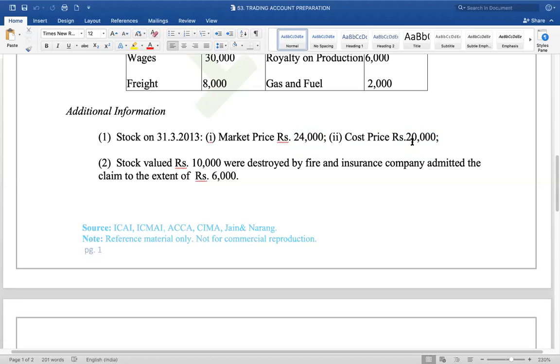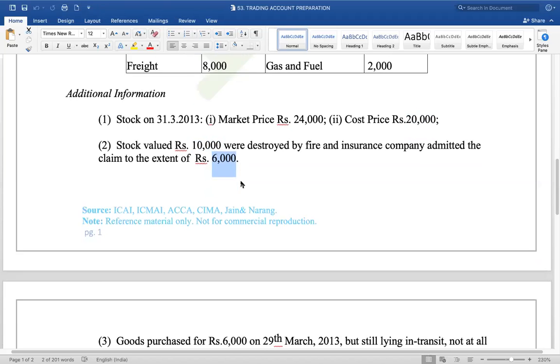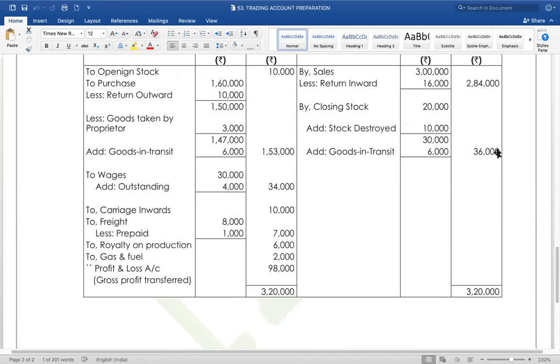In this stock, 10,000 worth of goods were destroyed. That means this 10,000 worth of goods is added to this 20,000. 20,000 is physically visible, 10,000 is destroyed. So 20 plus 10 is the closing stock. Is that all? No. Another 6,000 stock is yet to come, right? That is also part of the closing stock. Closing stock means whatever is visible, whatever is destroyed, whatever is still to come to the godown, all put together is your closing stock. Okay, right? Next, any doubt?